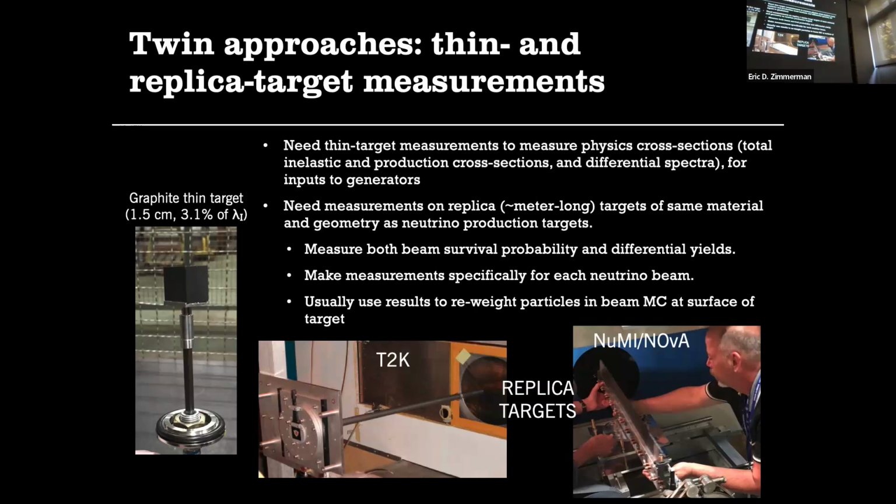But we also need measurements on replicas of the actual targets that are used in these experiments, because these measure both beam survival probability and differential yields. They make measurements that are specifically for each neutrino beam, and we typically use results from these to reweight the particles in the beam Monte Carlo at the surface of the target. So these are some of the replica targets we use. This is a thin graphite target. This is the T2K replica target. This is the NuMI NOvA replica target. It doesn't look like it, but these two are actually in the same place in front of our spectrometer.